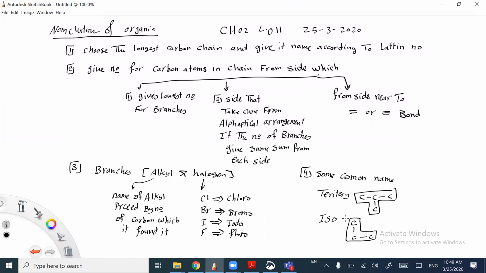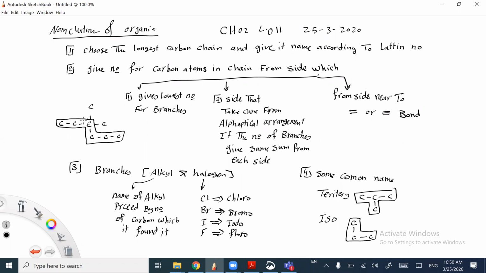Okay, let's take an example for each one. Choose the longest carbon chain. We're going to have 1, 2, 3, 4, 5. Maybe 1, 2, 3, 4, 5, 6. So it will be the longest carbon chain. In all cases, choose the longest carbon chain.